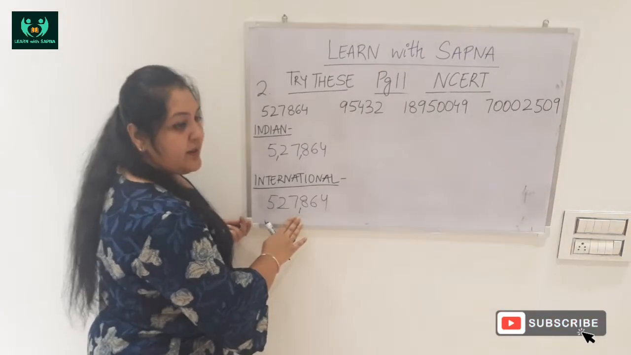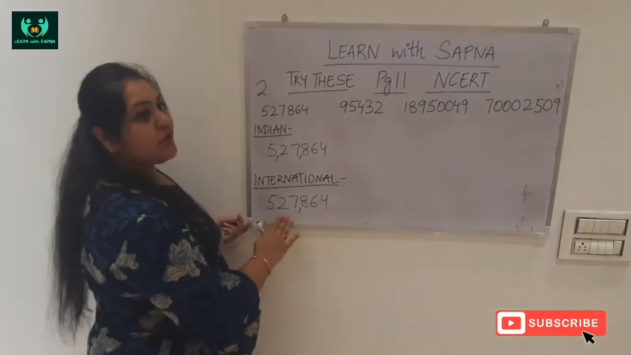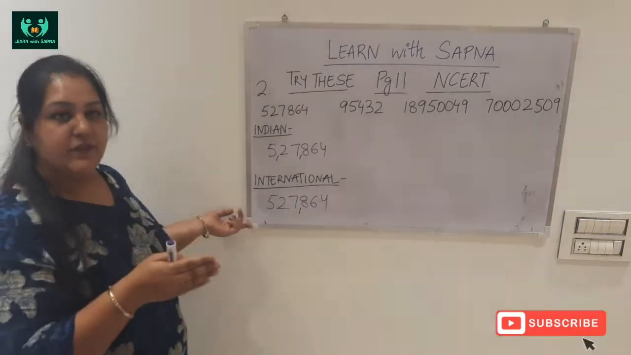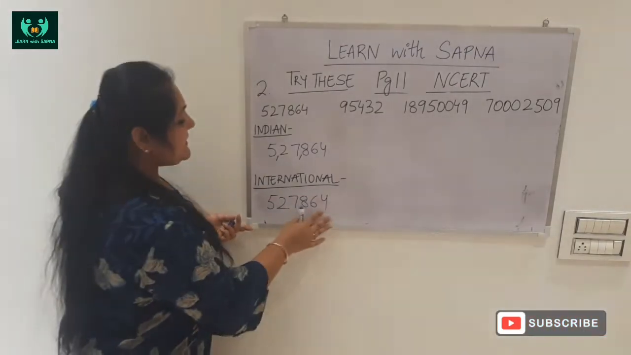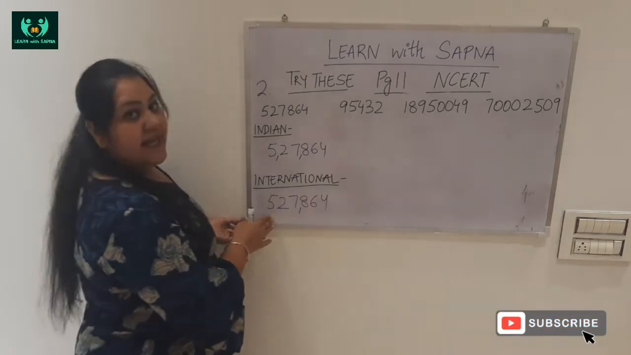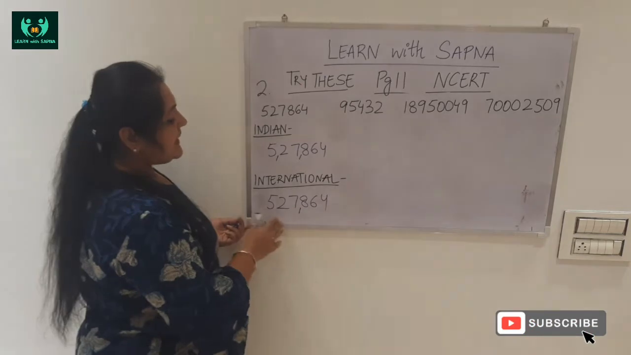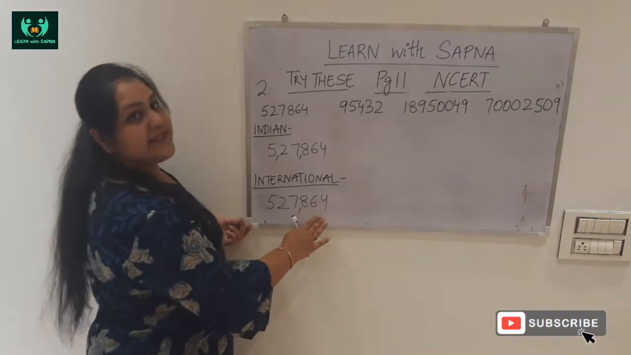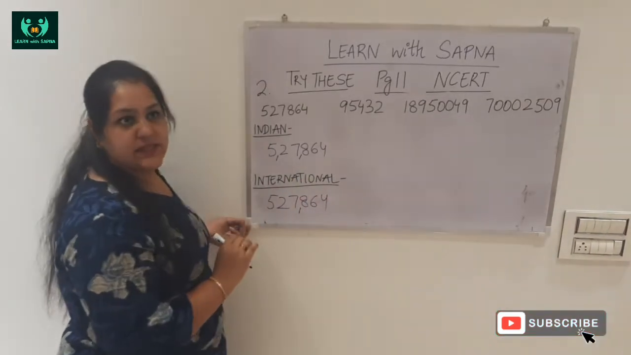So how do we read this one? 527,000. These are 3 digits. We have 3 digits for 1000 as well in the international system, as you must have read in previous topics. So ones, tens, 100, comma. Then for 1000 also ones, tens, and 100. So this reads as 527,864 in the international system.